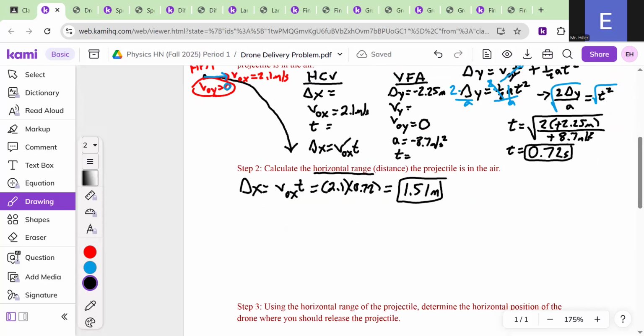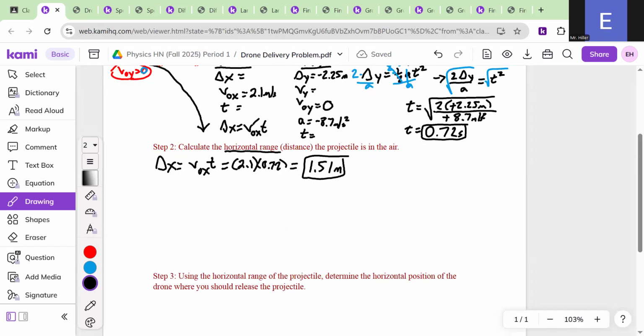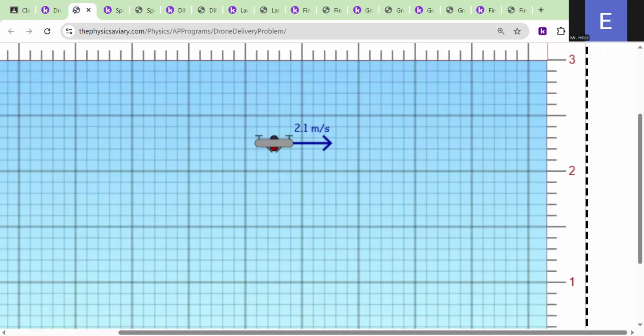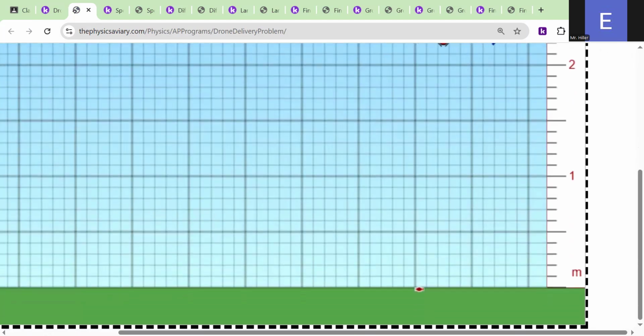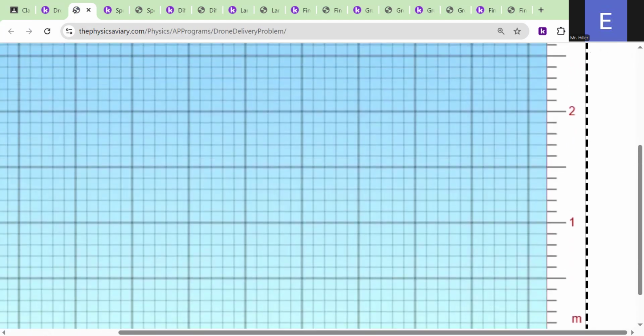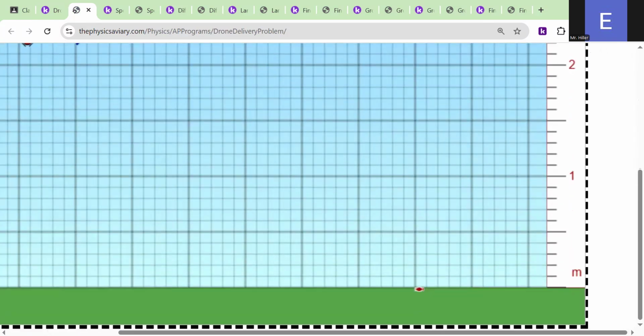Okay, so basically now using this horizontal displacement, I need to figure out the position of where the projectile should be released. Here's what I mean. From my picture, you guys can tell that my target is right on the number 4.51. See that right down here. It's at 4.51. So what I need to do is take that target position, 4.51, and subtract the delta X I just got, and that's going to tell me where the drone should release the package.